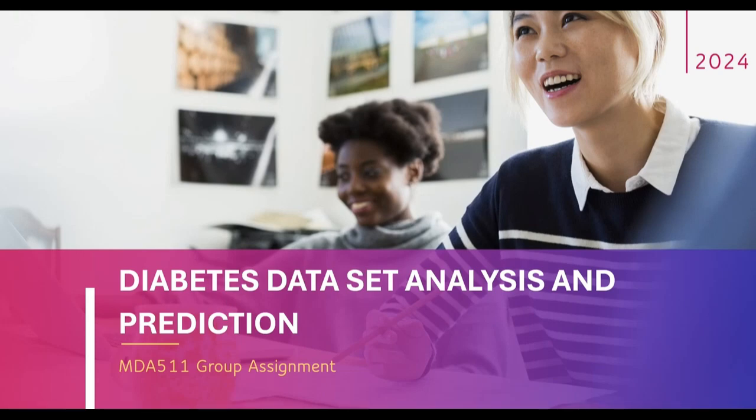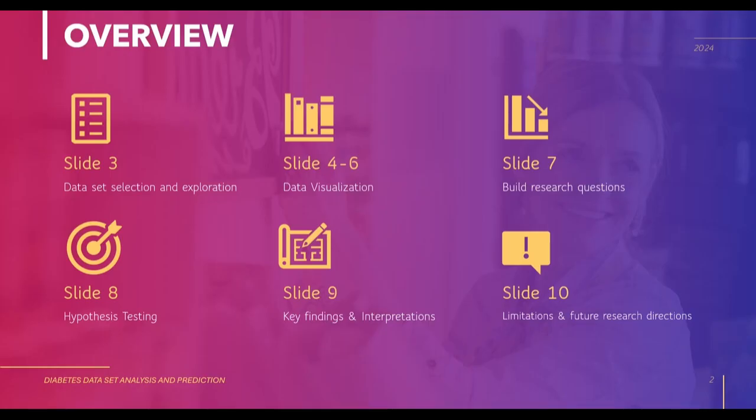We have categorized our presentation into six main topics. First one is dataset selection and exploration. Next, we did data visualization. After that, we built five research questions. Next, we did hypothesis testing using Python. Then we covered key findings and interpretations. Finally, we discuss some limitations and future research directions.